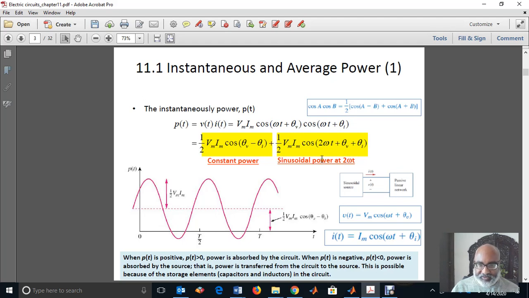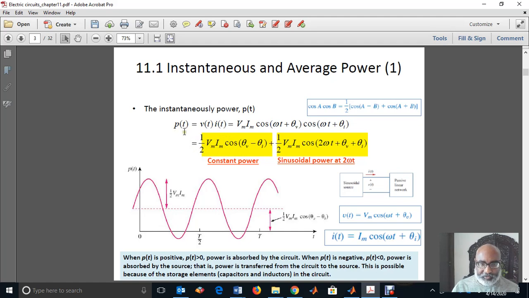This part, as you see, is a function of time, and it is a sinusoidal power with frequency 2 times omega. Why does it become 2 times omega? Because of the multiplication. And this part is constant because theta v is a constant angle, theta I is a constant angle, so the cosine of a certain constant angle is a constant factor. This is the constant power. So we call this the average power.